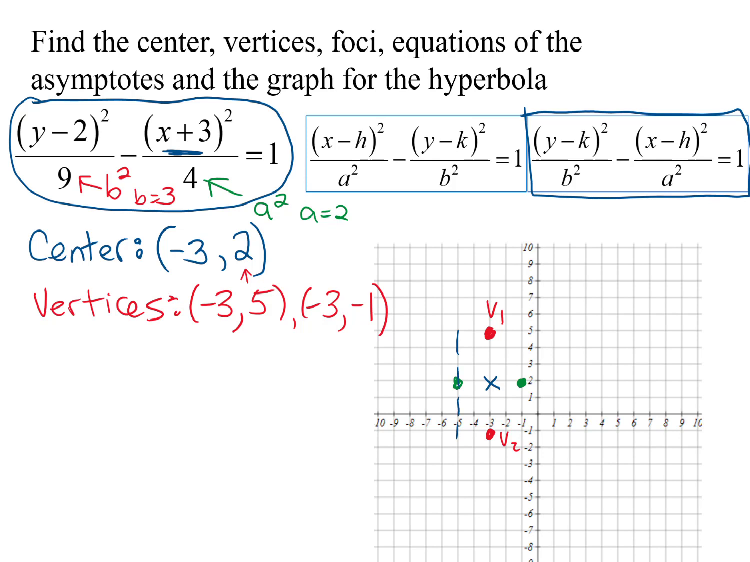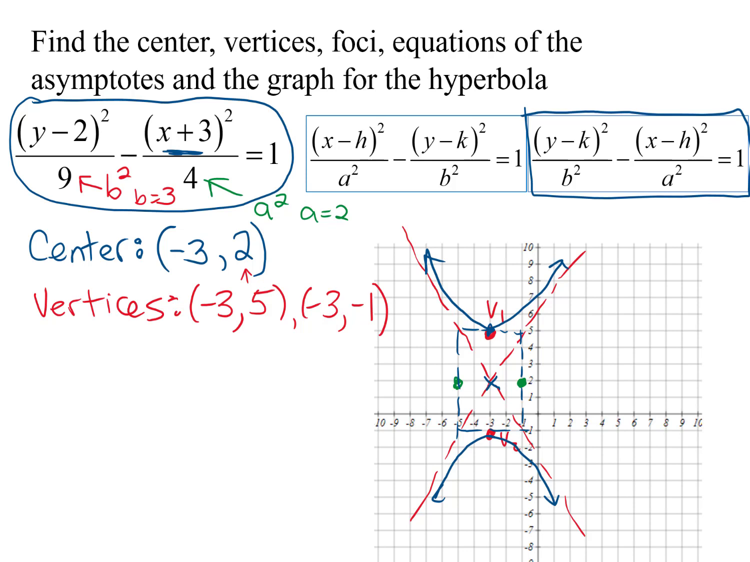I'm going to add in my guide rectangle, a rectangle that has the center at the center, and it goes through those points. I went a little too far right there. There we go. Now I'm going to draw the diagonals of that guide rectangle. They go through the center, and these are the asymptotes for this hyperbola. I have enough info, then, that I can go ahead and graph the hyperbola. It's going to go through the vertex and head towards the asymptote. So the transverse axis here is parallel to the y-axis, as we see, and there is my hyperbola graphed.